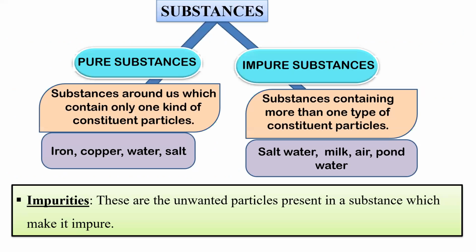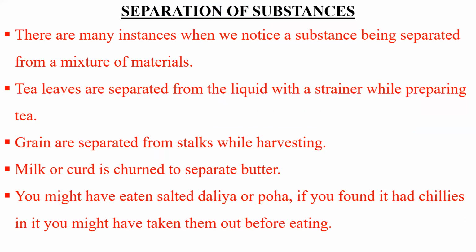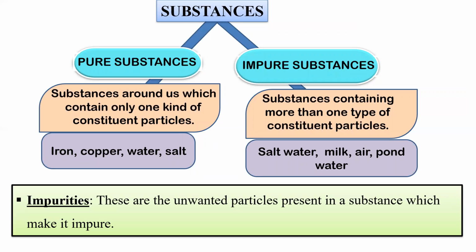So now what's the next thing we'll see? The next thing we are seeing is substances. We saw the separation of substances and an example of separation. Now, we are going to have a quick example of substances as well. Mainly, substances are divided into two parts, pure substances and impure substances. Now, what are pure substances?